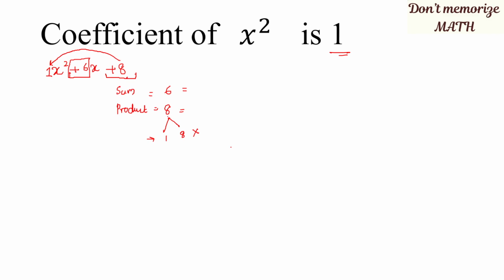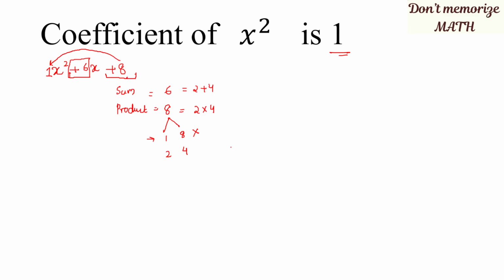So second, how can we split 8? 8 will be 2 times 4. 2 times 4 is 8. So what about 2 plus 4? 2 plus 4 is 6. So 2 times 4 is 8, and the same numbers added, 2 plus 4, give 6. Okay, so we have two numbers whose sum is 6 and product is 8.